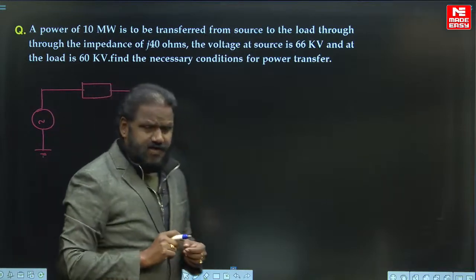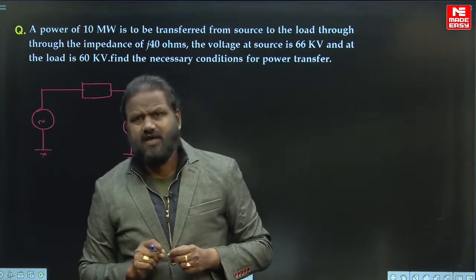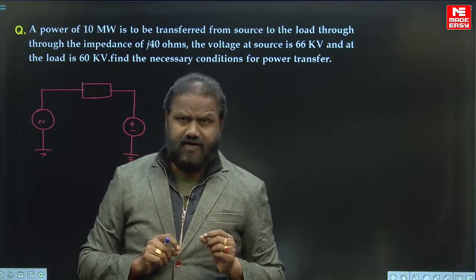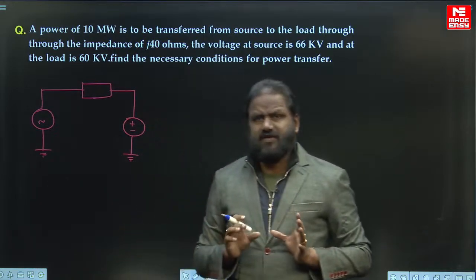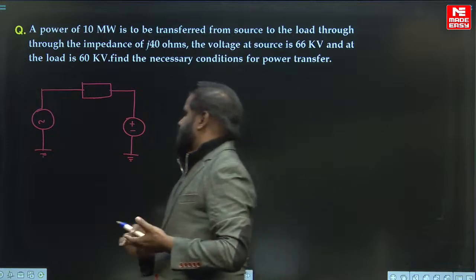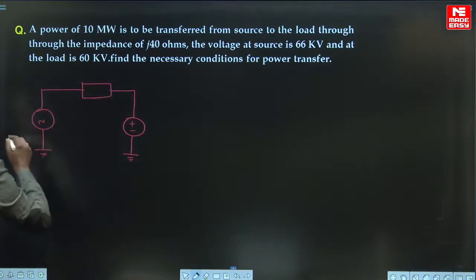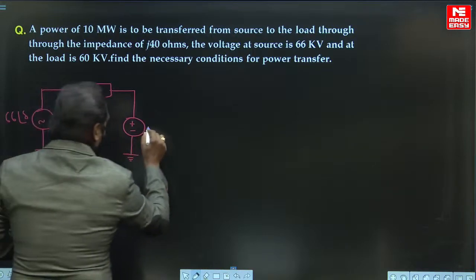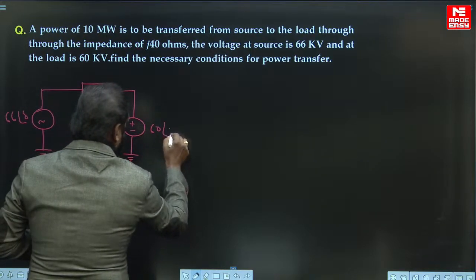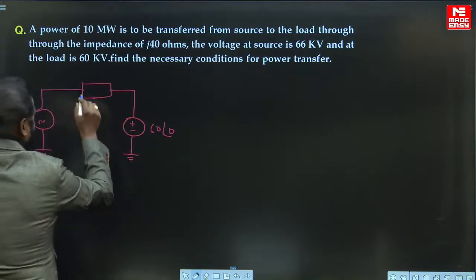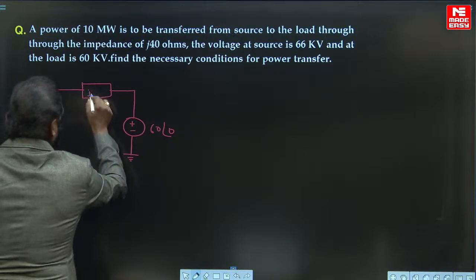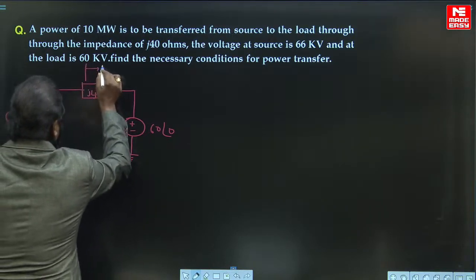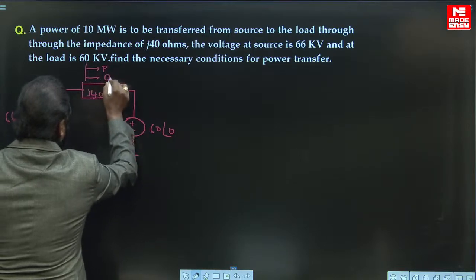In most of the standard textbooks you can observe that the load is always represented as a DC source. The reason is that the load always requires a constant voltage at zero phase. So what is given here is 66 at an angle of delta and 60 at an angle of 0, and the impedance is j40 ohms, and the transfer quantities are the active power as well as the reactive power.